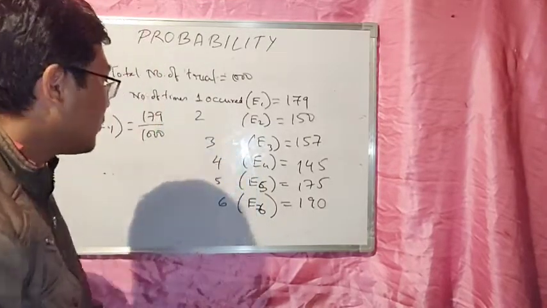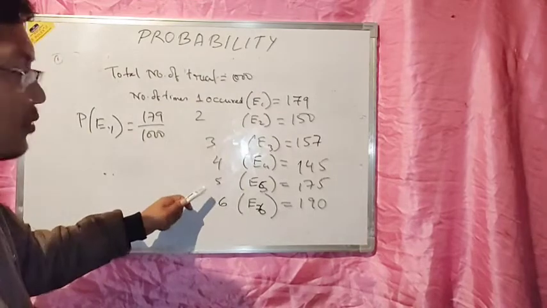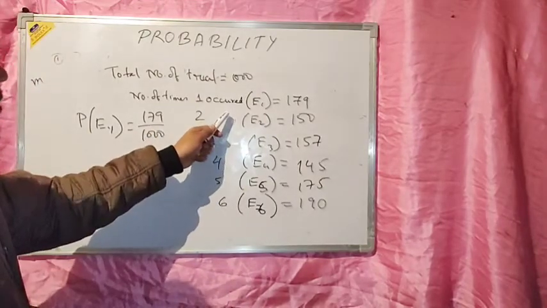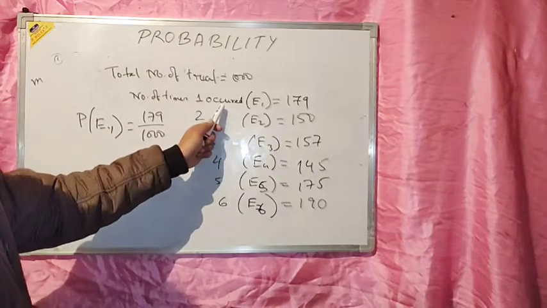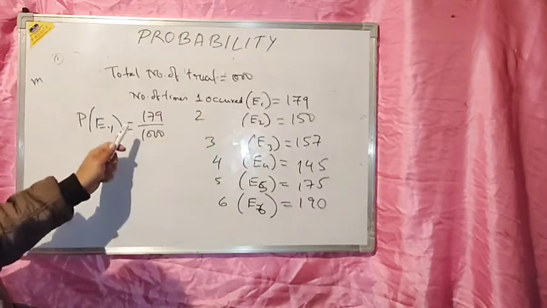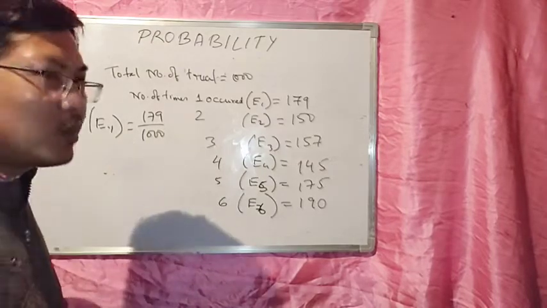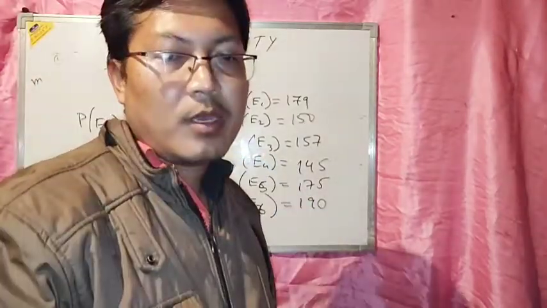Then you have to do this only. Here I am finding the probability of occurring 1. Then the answer will be this one only. Understood, everyone? Example 4.